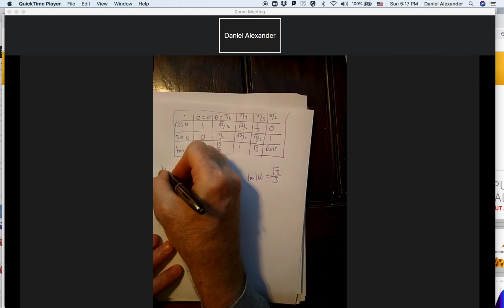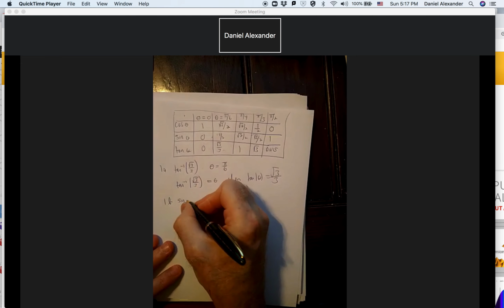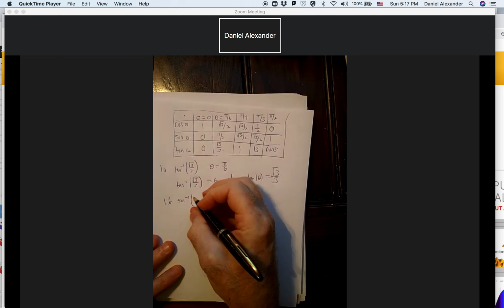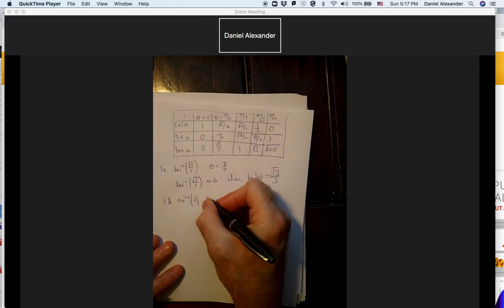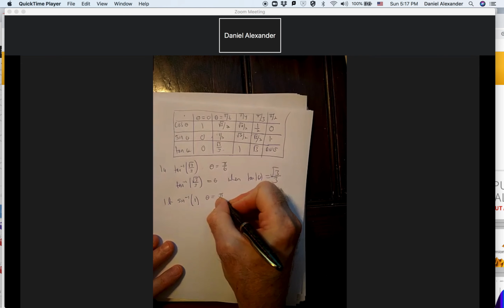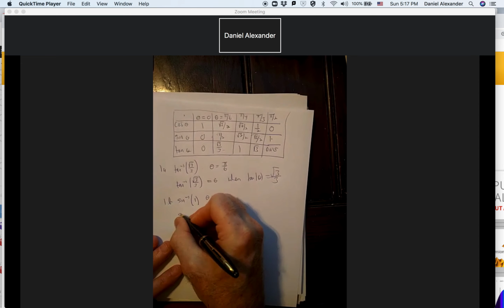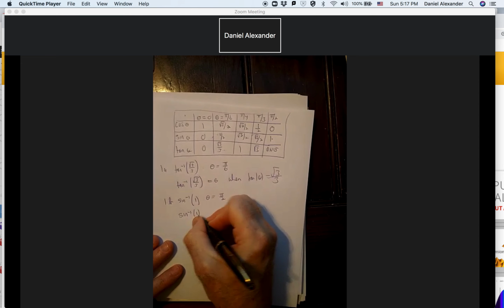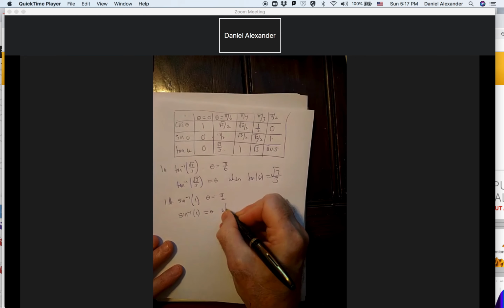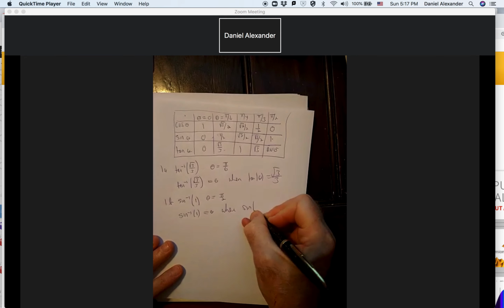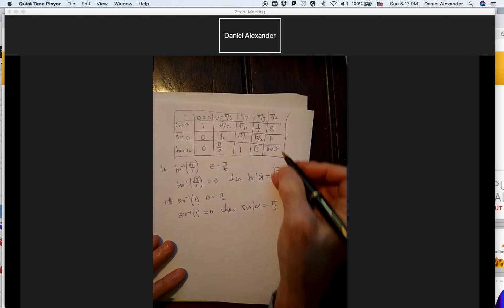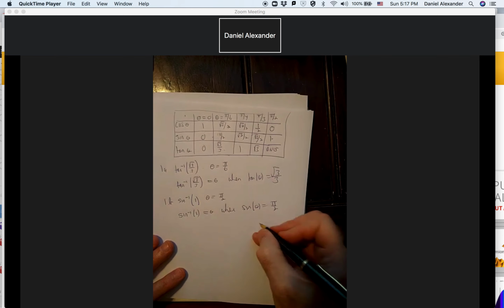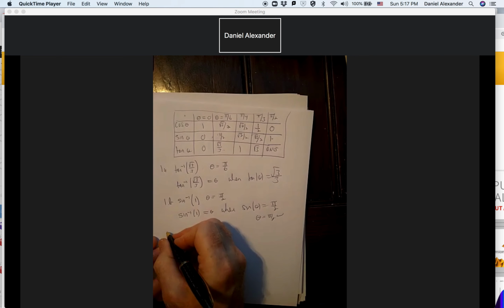This is 1a. This is 1b, sine inverse of 1. Now I'm looking to see where the sine is 1, so theta is going to be pi over 2. The way to think about it is that sine inverse of 1 equals theta, where sine theta is 1. And again, right there, theta is going to be pi over 2.